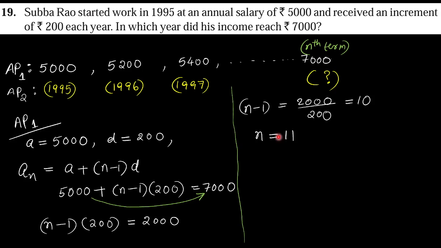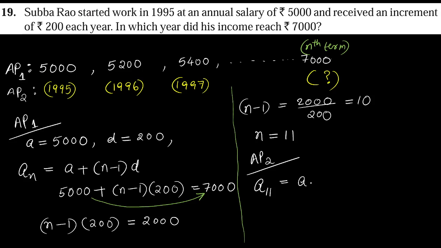Okay. So what is our question? The last year, understood. In which year is the 7000 salary? That is our question. So let us consider the second AP, AP2. In that AP, I want the 11th term. This question mark lies in the 11th term. I know that there are 11 terms, so I want the 11th term of the second AP.